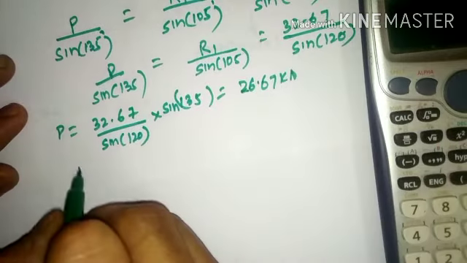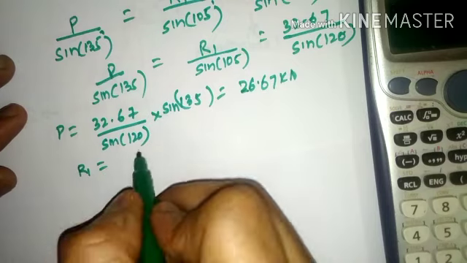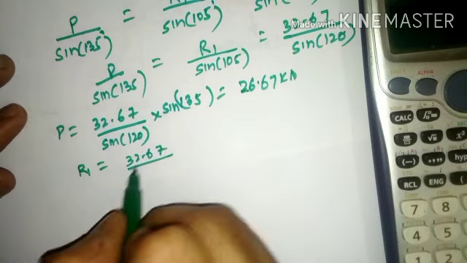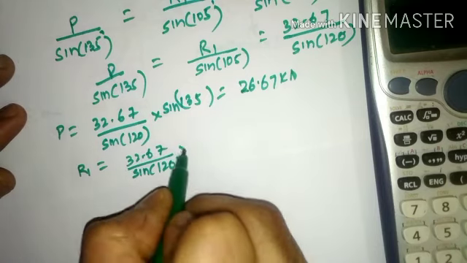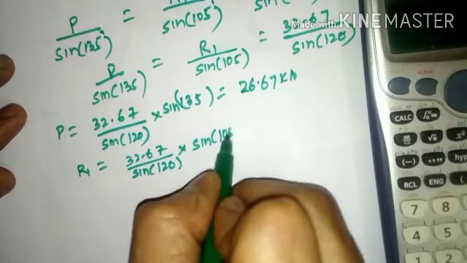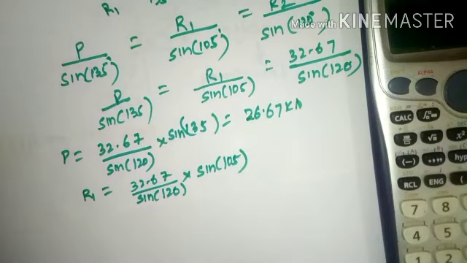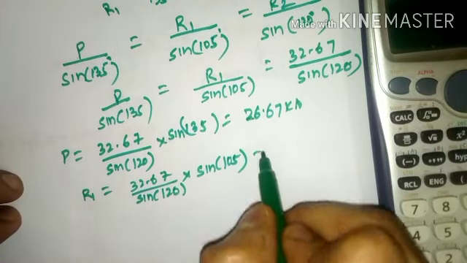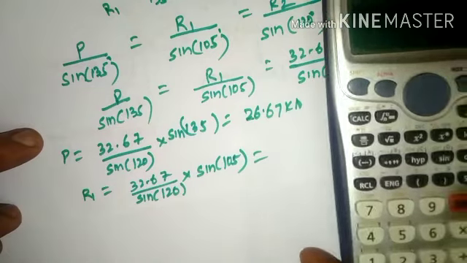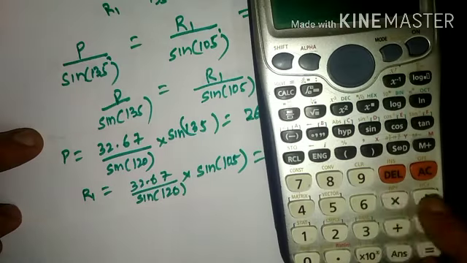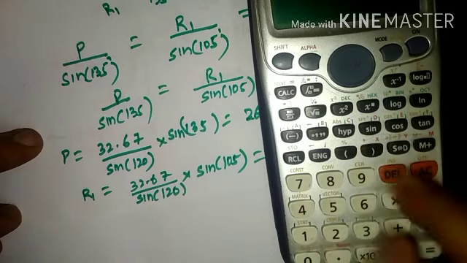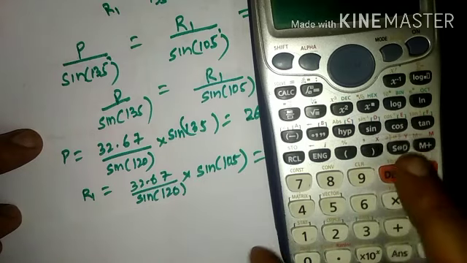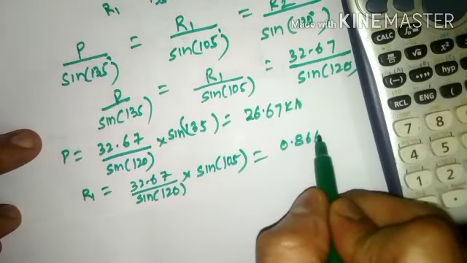Likewise, to get the value of R1, it will be 32.67 divided by sine of 120 multiplied by sine of 105. That particular value will be 32.67 multiplied by sine of 105 divided by sine of 120. So we shall come out to the value as 0.866 kilonewton.